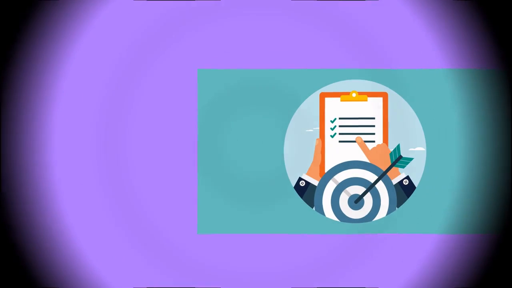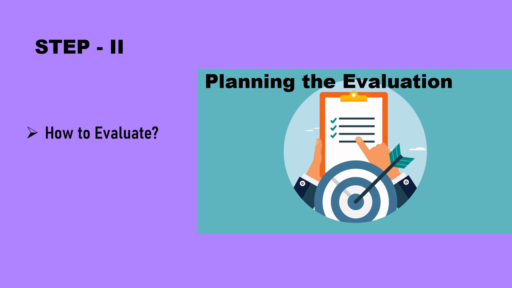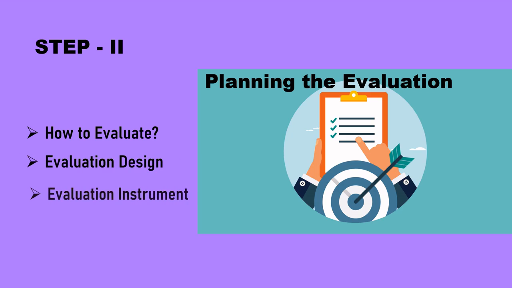Let's move on to next step. Step 2. Planning the evaluation. In this step, we should consider a question: how to evaluate. There is a procedure for planning the evaluation process. First, we should decide which type of evaluation design to be used, and then we should select a suitable evaluation instrument.